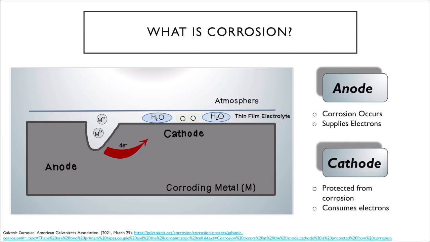The cathode is the electrode that receives electrons. This means positive ions are discharged and negative ions are formed. It's the opposite of the anode, so it also protects against corrosion.